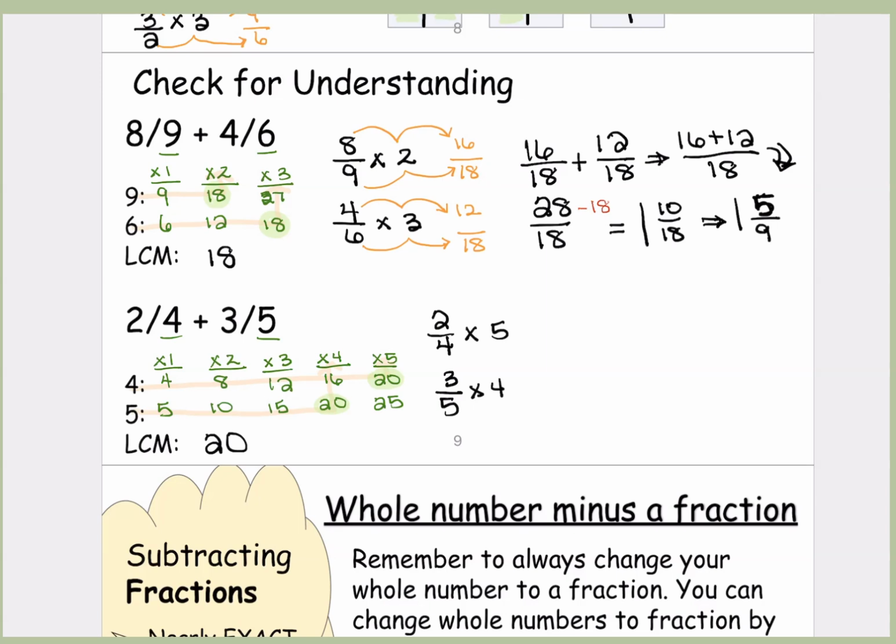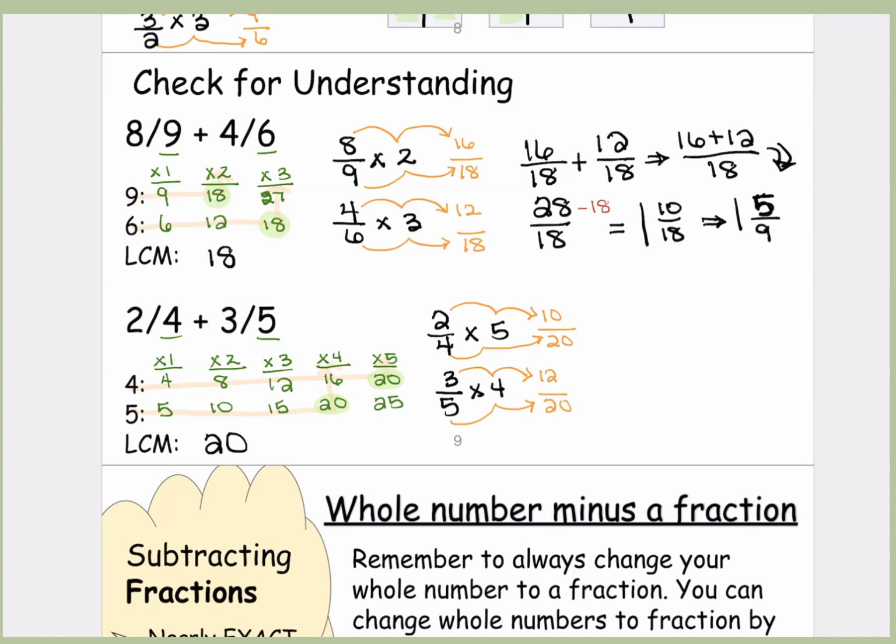So now I show my multiplication with arrows. 2 times 5 is 10. 4 times 5 is 20. We have 10 over 20 there. Next, 3 times 4 is 12. 5 times 4 is 20.